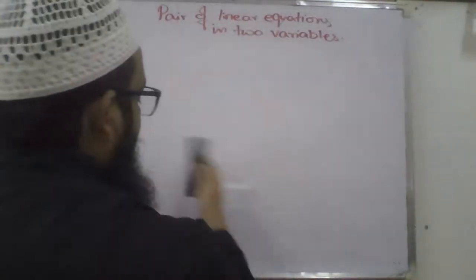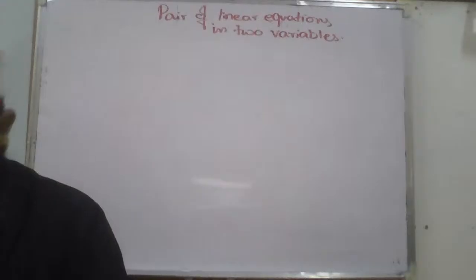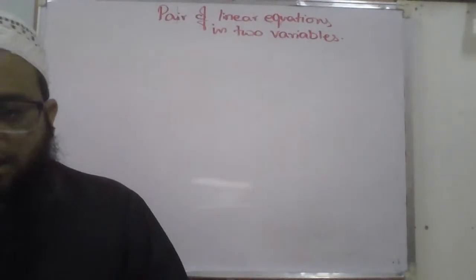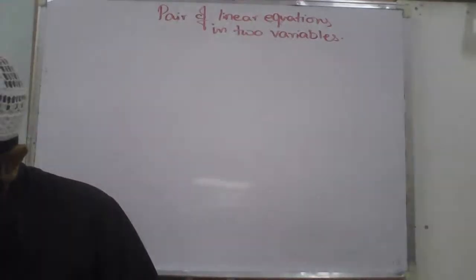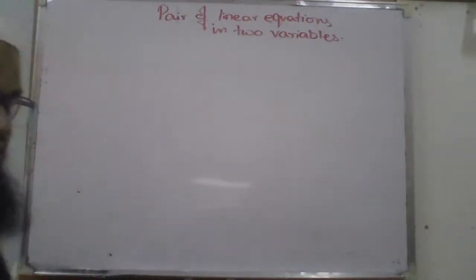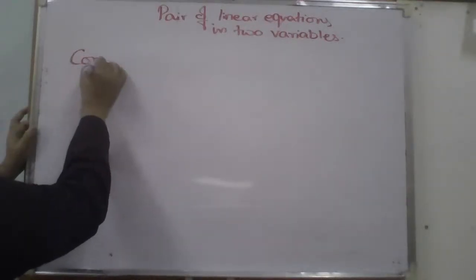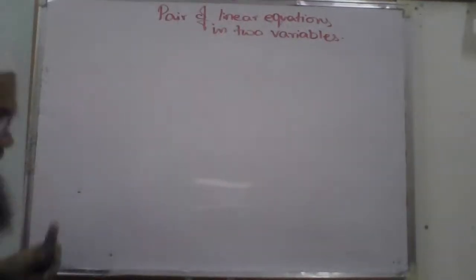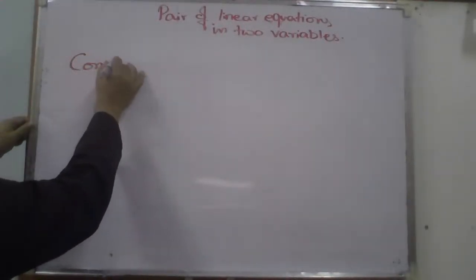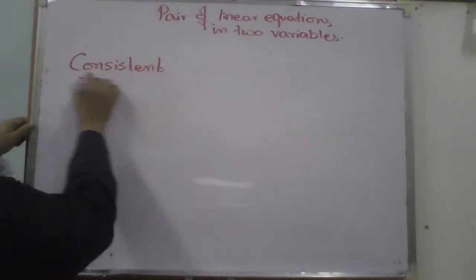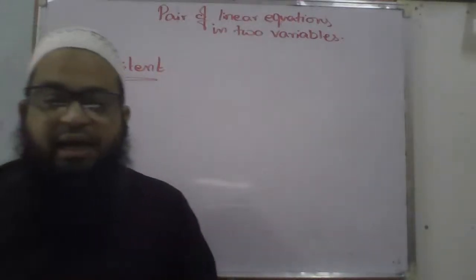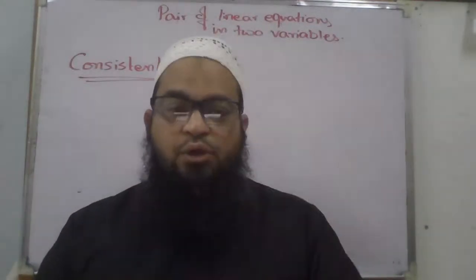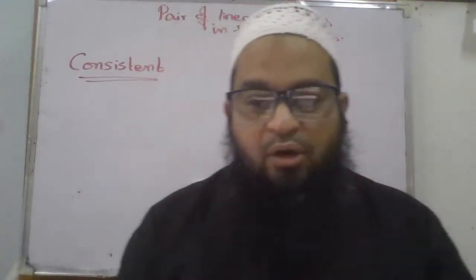So the first concept is about the solutions, and the next concept is finding solutions geometrically. After that, consistent and inconsistent. Which lines will you call consistent? The lines which have at least one solution are called a consistent pair of linear equations.